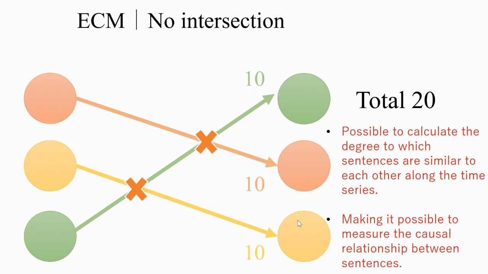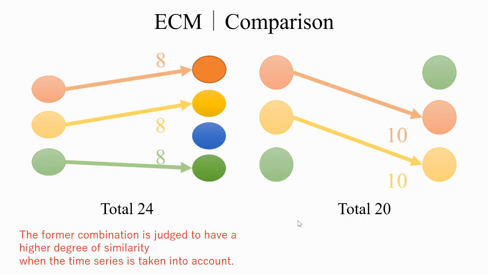However, when using the ECM in this method, the similarity is calculated without intersection between nodes. In this case, the similarity is 20. By performing this operation, it is possible to calculate the degree to which sentences are similar to each other along the time series, making it possible to measure the causal relationships between sentences. Comparing them again, the former combination is judged to have a higher degree of similarity when the time series is taken into account. This is a calculation of similarity using ECM.